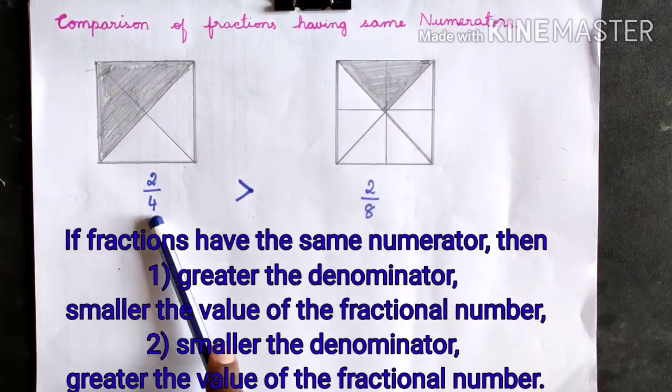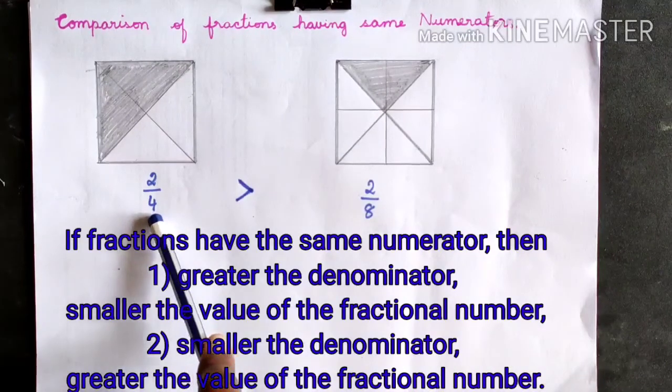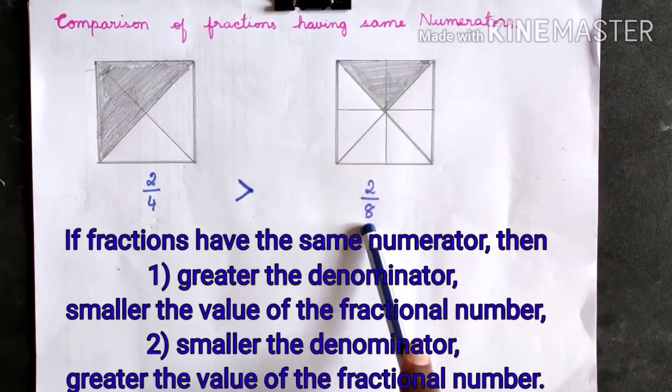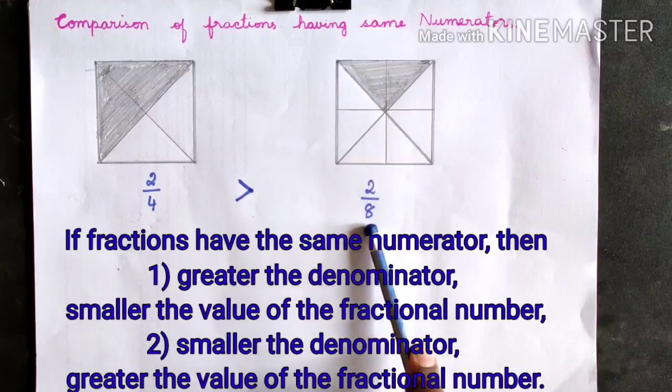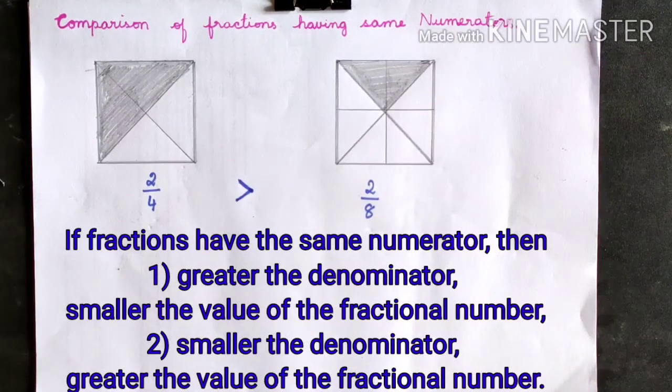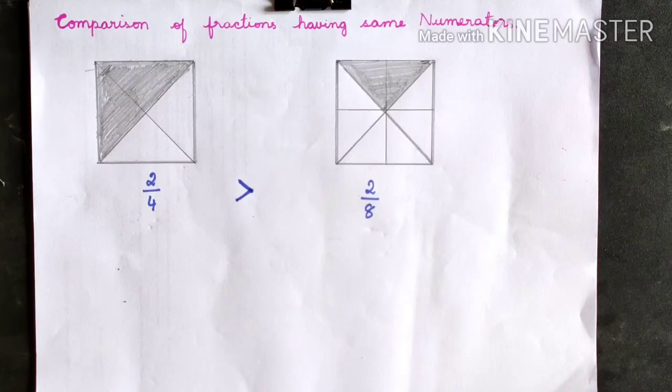Lower the denominator, greater the value, or greater the denominator, lesser the value of the fractional number. Let us see one more example to make it more clear.